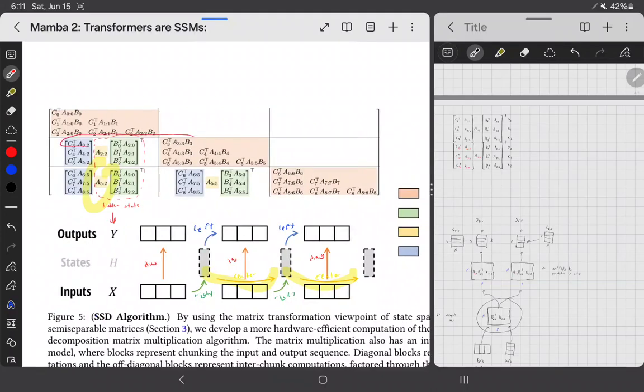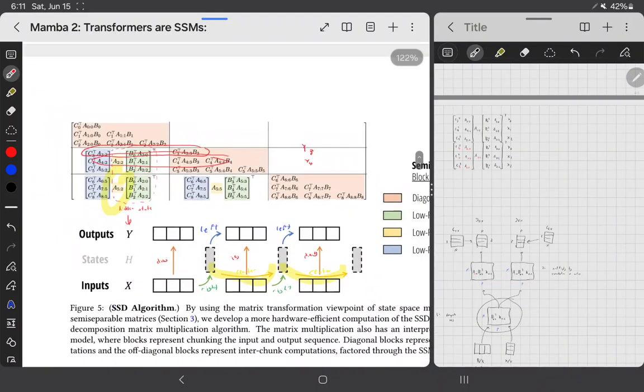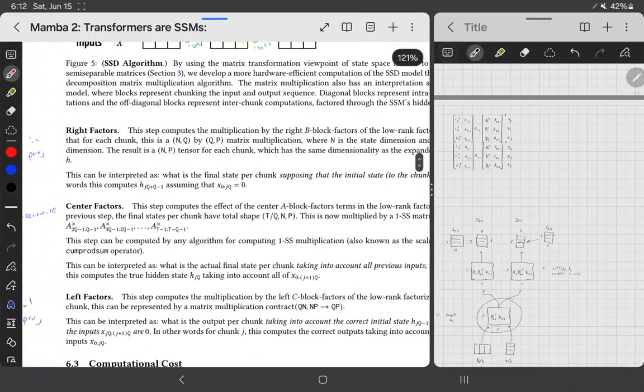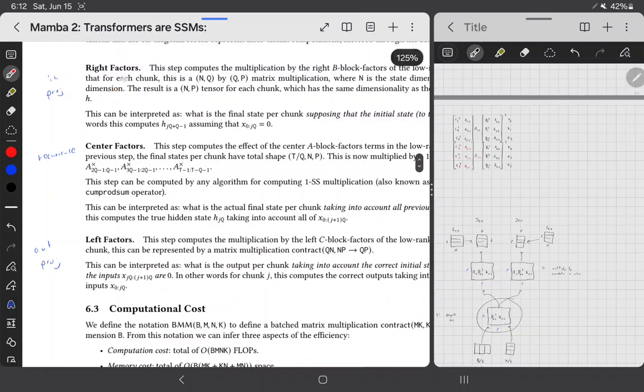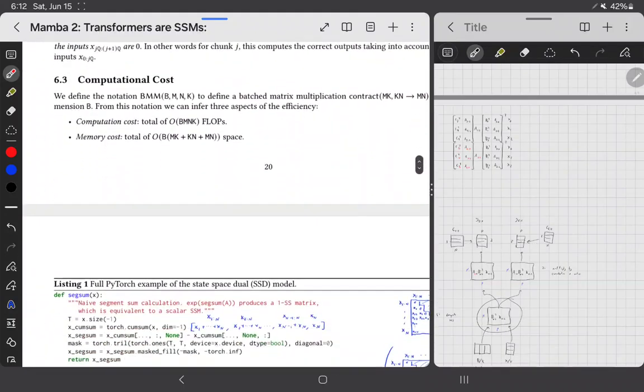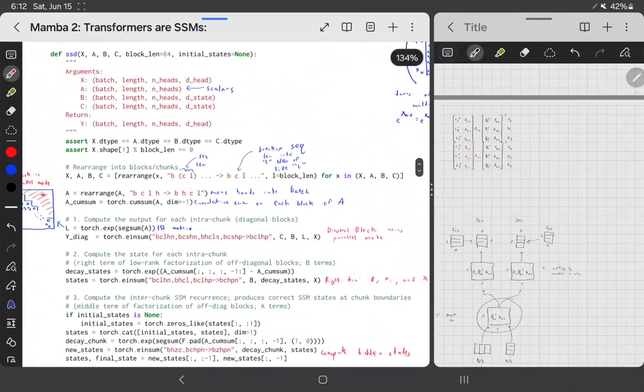So if you add along this row here, this will give you your output at 3, and this will give you your output at 4. So y4, y3. You just add the outputs together, and then that gives you your actual output. So there we go. Right factors can be thought of as an inner projection, center factors as a recurrence, and left as outer. So right, center, left. There you go. And that's the algorithm.